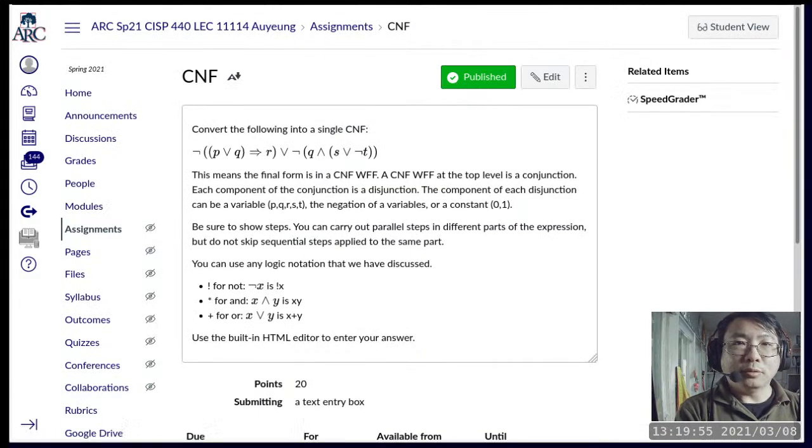So now you have the roll taking thing. Take care of that first, okay? Because that has a time limit. And we also have the CNF homework assignment.